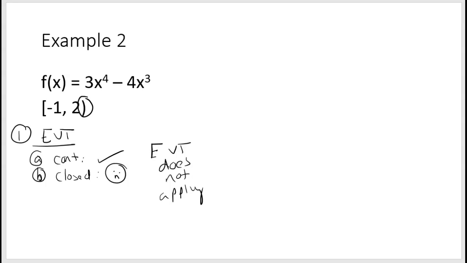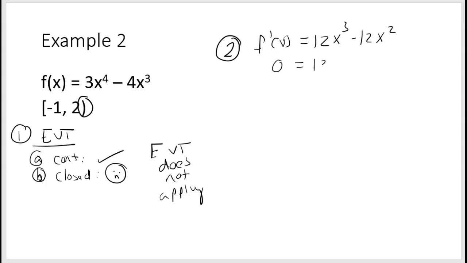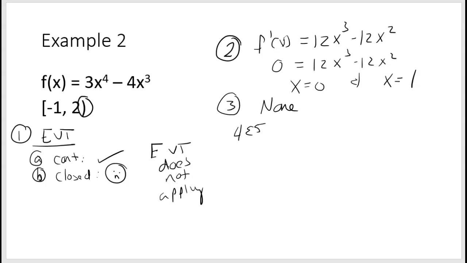All right, so the second step is to find the derivative, which we already did. The derivative was 12x cubed, right? And then we set that equal to 0 when we solved, and we got two values. We got x equals 0, and we got x equals 1, right? Step 3, we realized that there are none. There are no places where the derivative is undefined. And then we moved on into step 4 and 5, right?